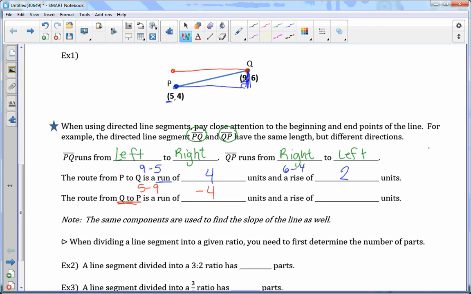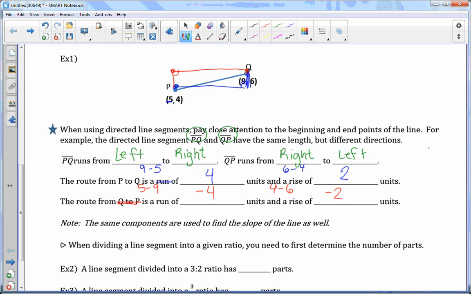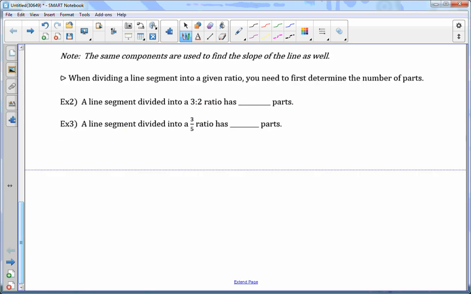And rise from here to P. So we do it perpendicularly. Creates a nice little right triangle. Tatiana, what would that rise be? Good. 4 minus 6, which is negative 2. Either way, rise over run, 2 over 4, we have a positive slope, or a negative 2 over negative 4, we have the same positive slope. Still the same positive slope. So with direction, our run units and our rise units could change signs like that. The same concept they use for slope. We've already talked about that.